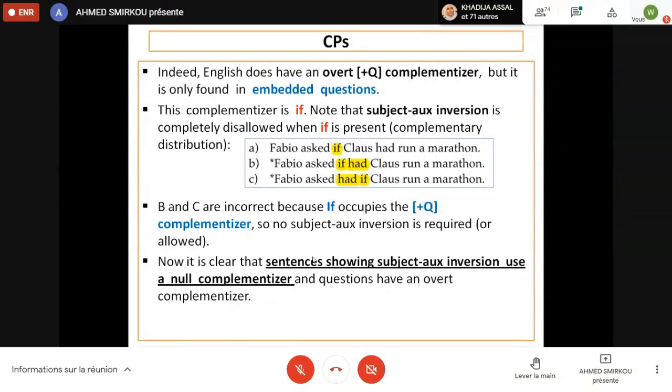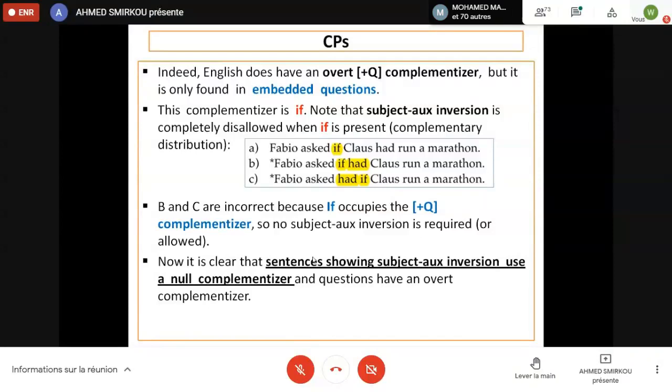So in English, there is an overt complementizer in two positions: with embedded questions, "ask if", because you have "if" there, or with embedded clauses, "I think that". But with yes-or-no questions, there is a null complementizer. You don't find it, you don't write it down, okay? This is the conclusion.